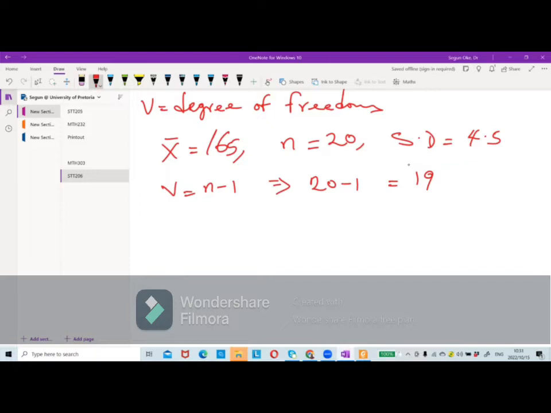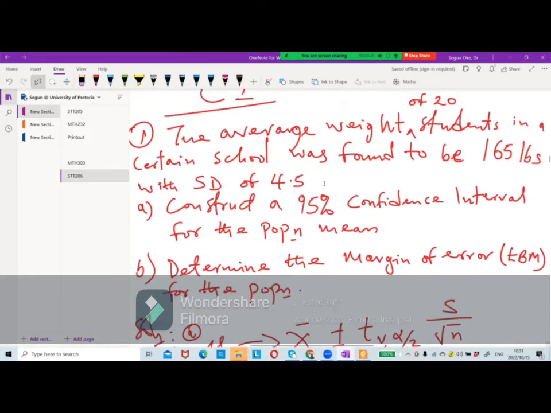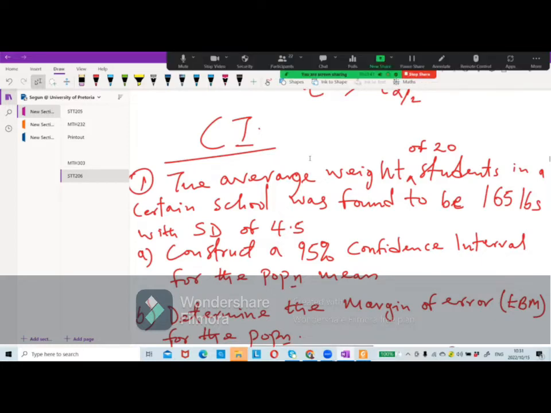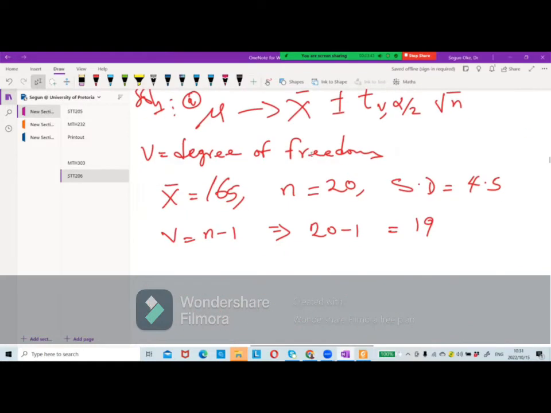Sir, how did we get our N? N is there, you are given. Look at it. They said the average weight of 20 students, so the number is 20. Okay, are you okay now? Okay, let's continue.